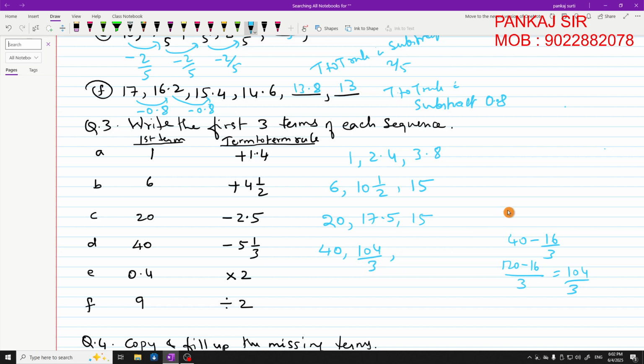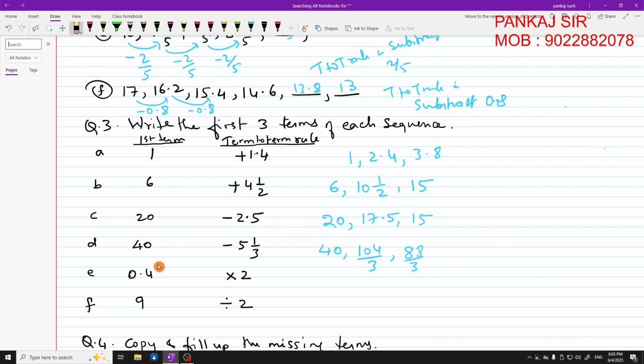And the next term will be 104 upon 3 minus 5 1 by 3. Okay, 5 1 by 3 is nothing but 5 3s are 15 plus 1, 16 upon 3. So this will give me 104 minus 16, which is equal to 88. So this will be 88 upon 3. My third term will be 88 upon 3. So this is the answer for D. The three terms will be 40, 104 upon 3 and 88 upon 3. Right? Now let us move on to the next one.